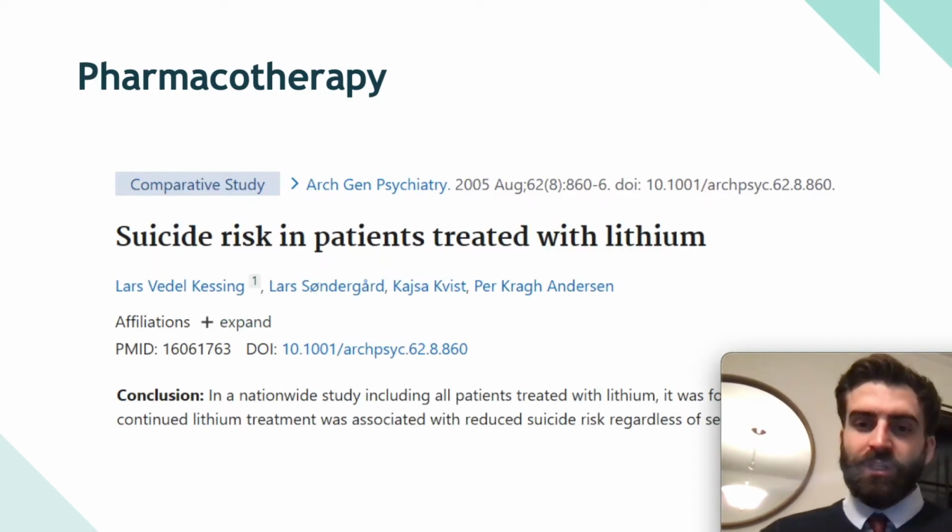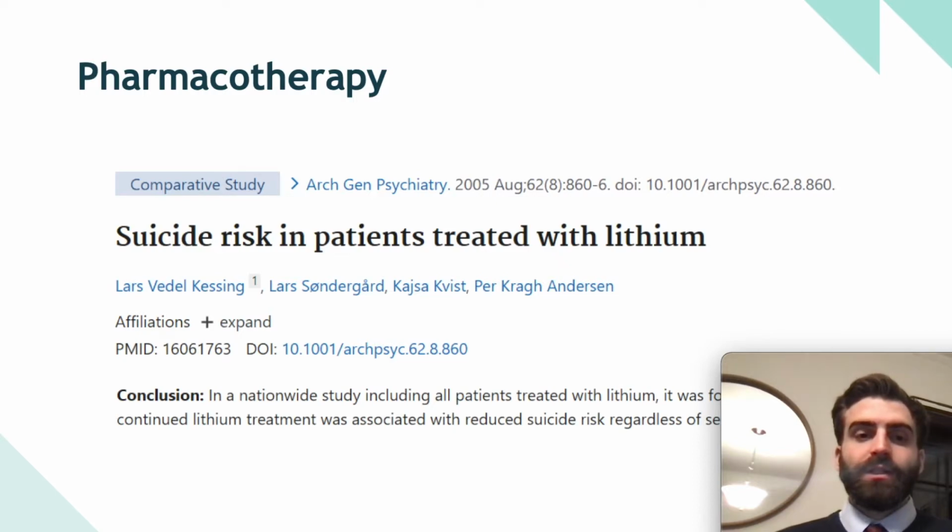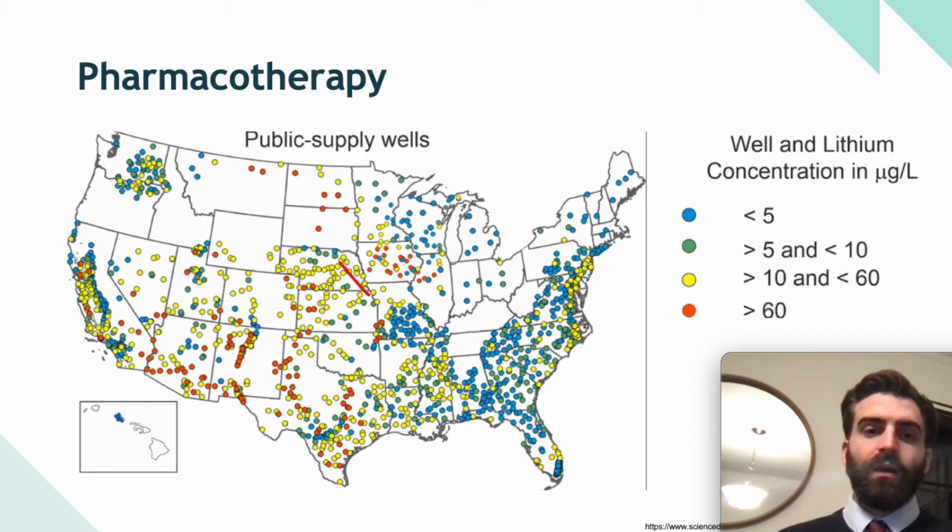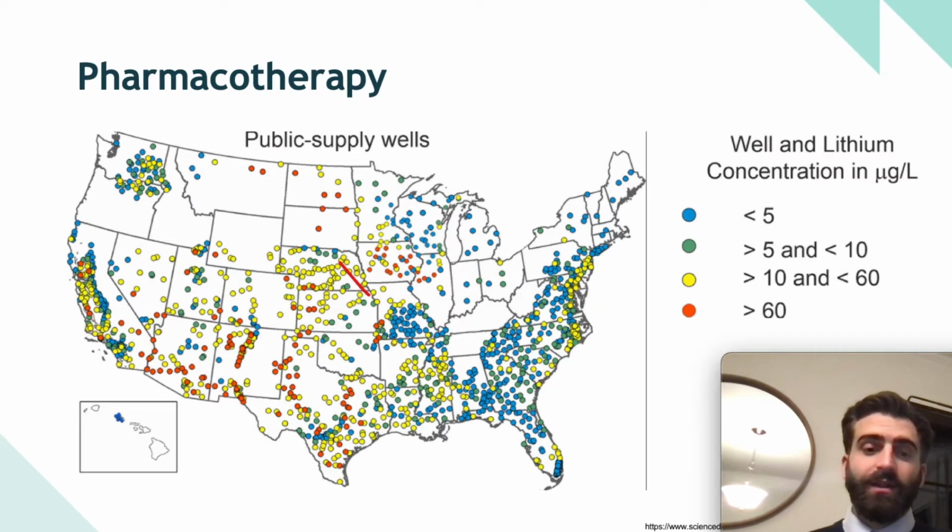So I don't just want you to take my word for it, so I included some studies and some trials that show this as well. So this study here from 2005 shows that lithium decreased relative risk of suicide by 0.44 in patients of all ages and genders. This is interesting too because lithium's natural.